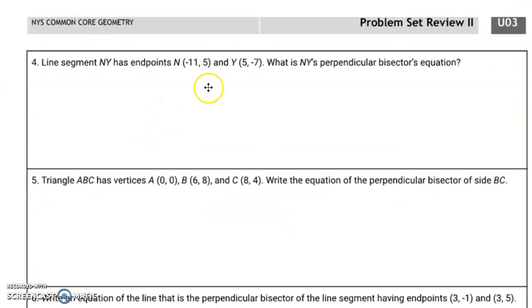Moving on to side number 2 of lesson 5. Pause the video, try these out, and see if you get it right.